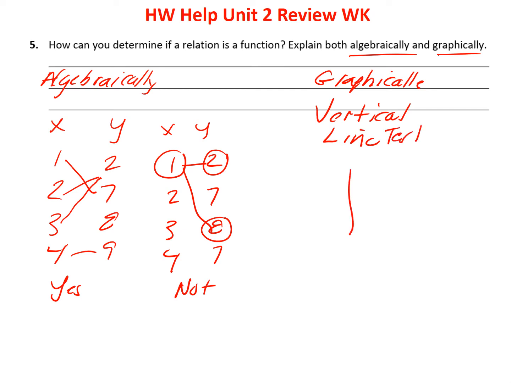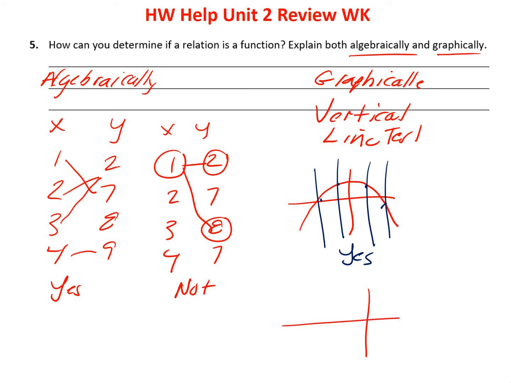Which means if I have a graph like this and it goes like this, notice that if I draw vertical lines, anywhere I cross, it only crosses one time. So that is a function, all right? On the other hand, if I have a graph that looks like this, I may draw where it goes through once, that's fine, and once, fine. But notice right here, it went through more than one time. And so that would not be a function. That would be no.